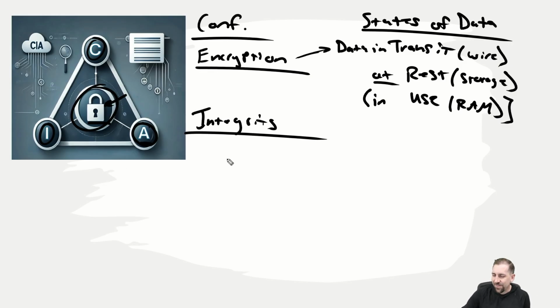If I send a message to you, how do you know that that message is the message that I intended to send to you? There are a number of ways to do this, but what I would say is we can actually ascribe a fingerprint to this. This is called cryptographic hashing.